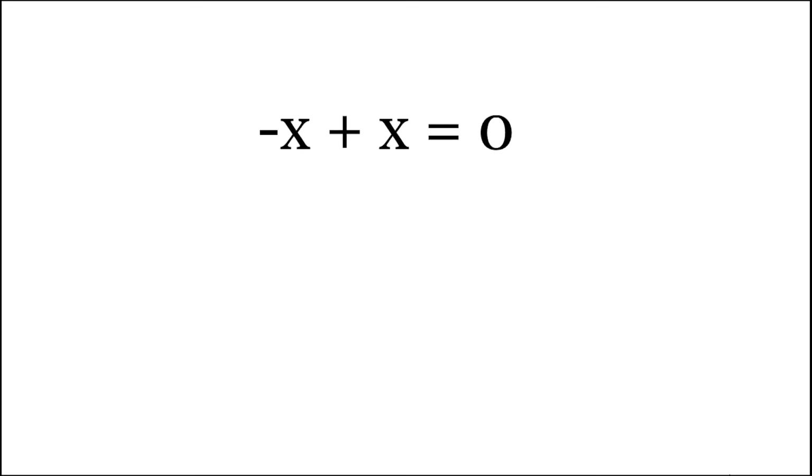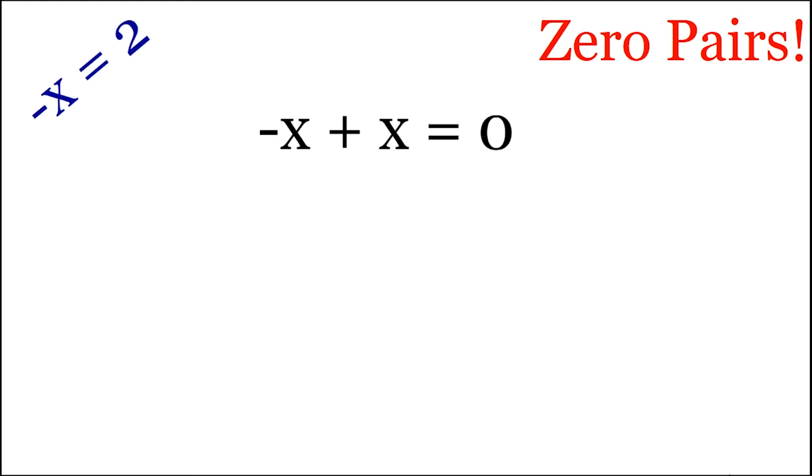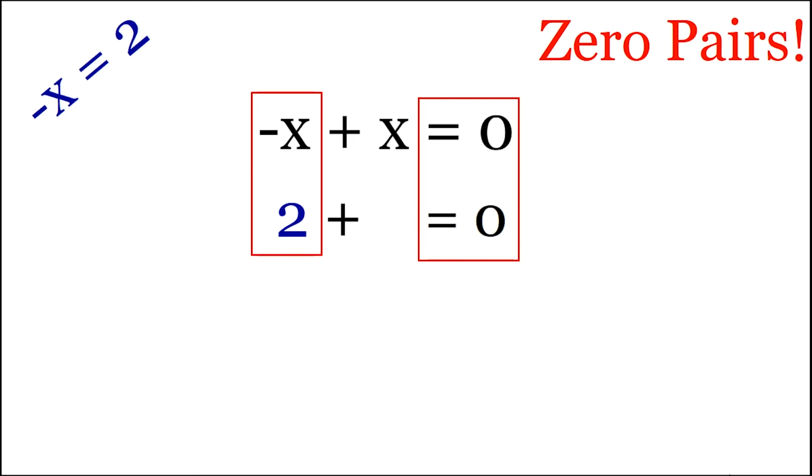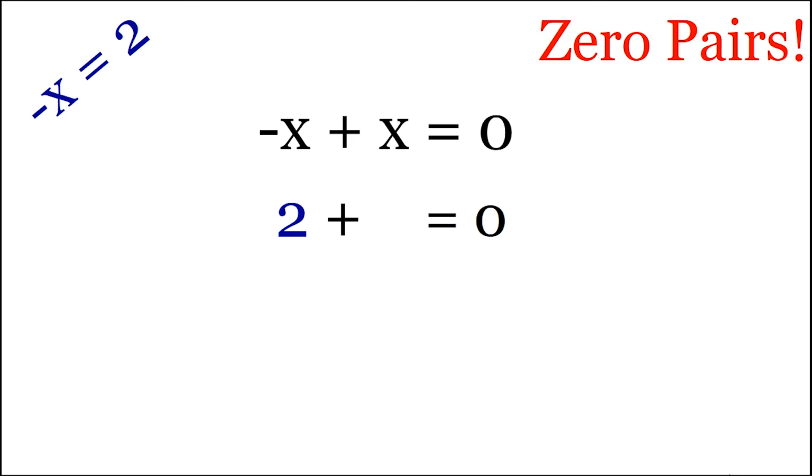So let's start with what we know. We know that negative x plus x equals 0 because of the zero pair property. We also know that negative x is equal to 2. So the question is, what should x be equal to? If you remember the zero pair, the only way that this equation could become 0 is if x takes on the value of negative 2.